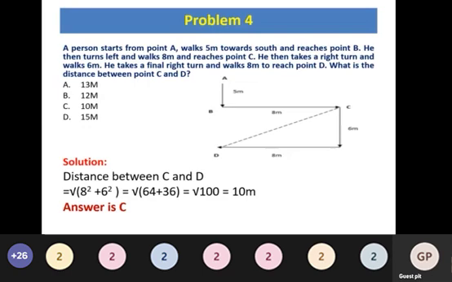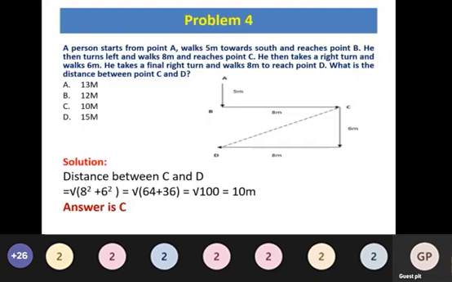Problem 4. A person starts from a point A, walks 5 meters towards south and reaches point B. He then turns left and walks 8 meters and reaches point C. He then takes a right turn and walks 6 meters. He takes a final right turn and walks 8 meters to reach point D. What is the distance between point C and D?